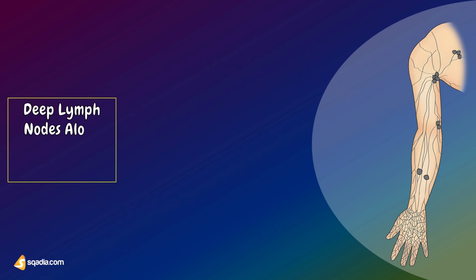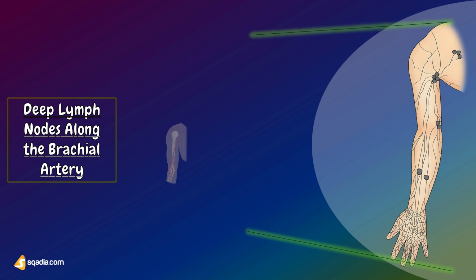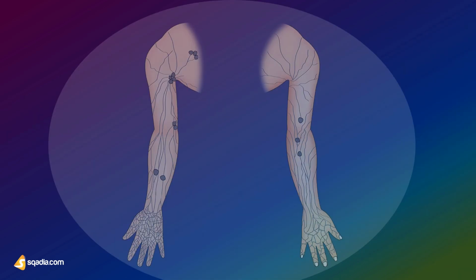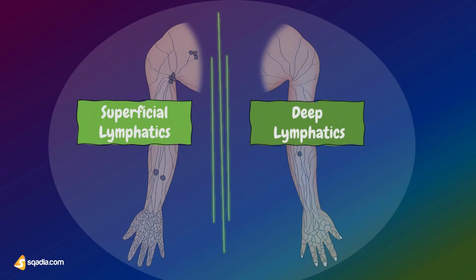A few other deep lymph nodes lie in the following regions. Along the medial side of the brachial artery. At the bifurcation of the brachial artery, that is, the deep cubital lymph node. Occasionally along the arteries of the forearm. So we can say that in the arm there are 2 types of lymphatics, superficial and deep lymphatics.